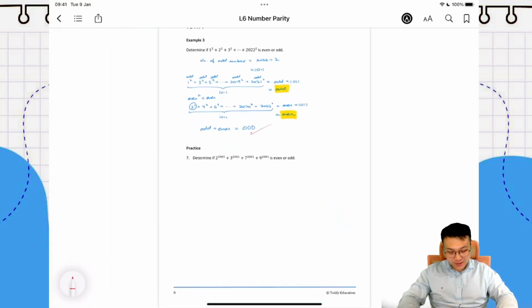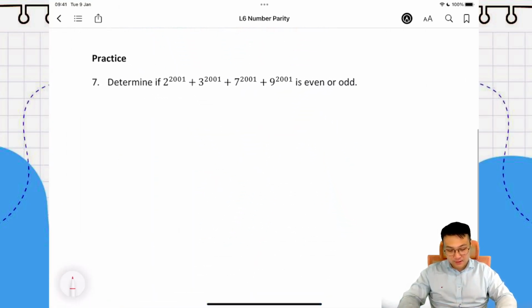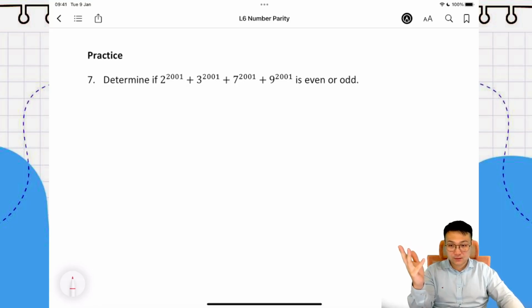Okay, now let's try practice 7. Use whatever you have learned and just give me your answer. Everyone type your answer in the chat. Your time starts now. So, Surabi, come, let's determine whether it's even or odd, okay?